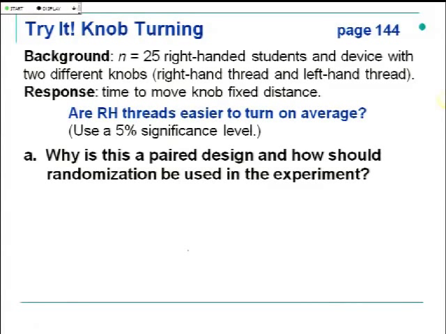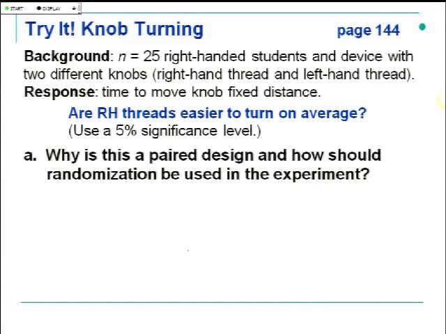A knob turning experiment. We take 25 right-handed students at a device where there are 2 different knobs. One of them has threads so that you have to turn it to the right, and the other one has the threads the opposite way, so you'd have to turn it to make it move to the left. And turning it moves an indicator, and you have to move the indicator a certain distance, and that's the task.